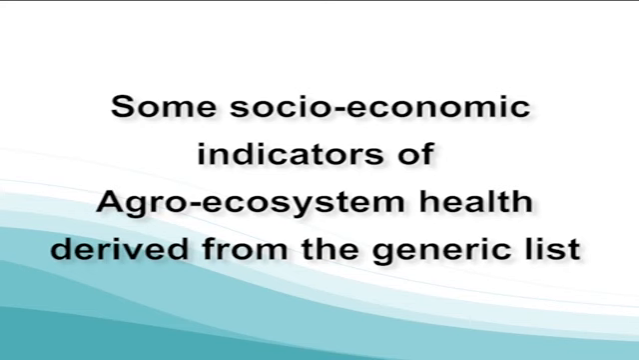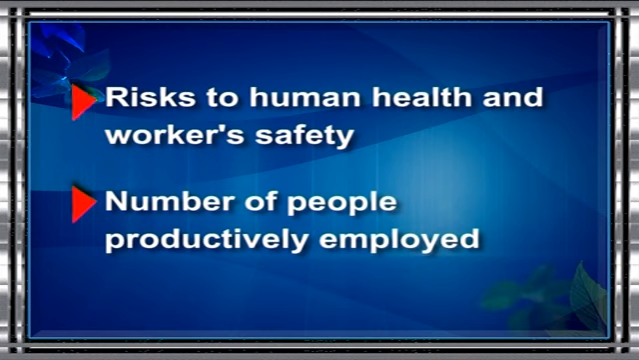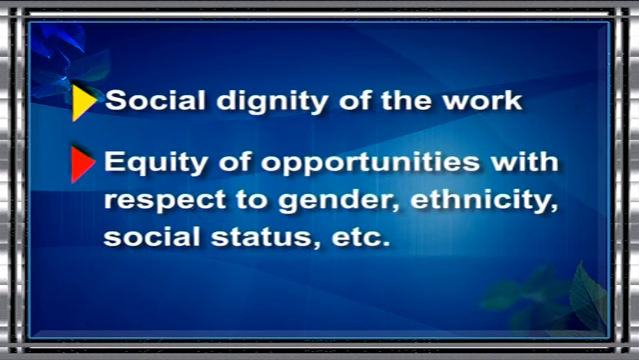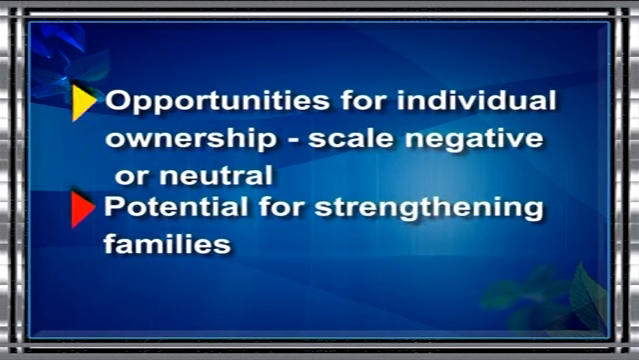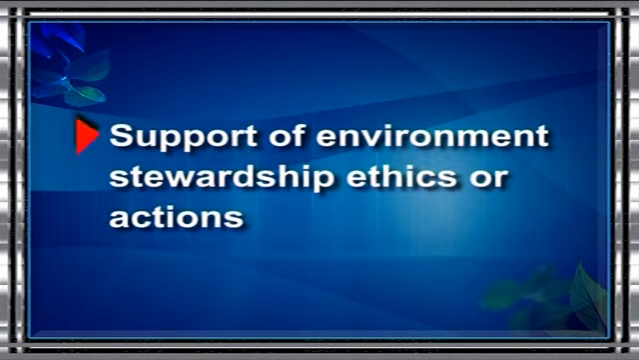Some socio-economic indicators of agro ecosystem health derived from the generic list are quantity, quality and cost of food or fiber produced, risk of degrading water quality, risk to human health and workers' safety, number of people productively employed, utilization of human abilities, rewards for human productivity, social dignity of the work, equity of opportunities with respect to gender, ethnicity, social status, etc., opportunities for individual ownership or scale negative or neutral, potential for strengthening families, potential for strengthening local communities, support of resource stewardship ethics or actions, and support of environment stewardship ethics or actions.